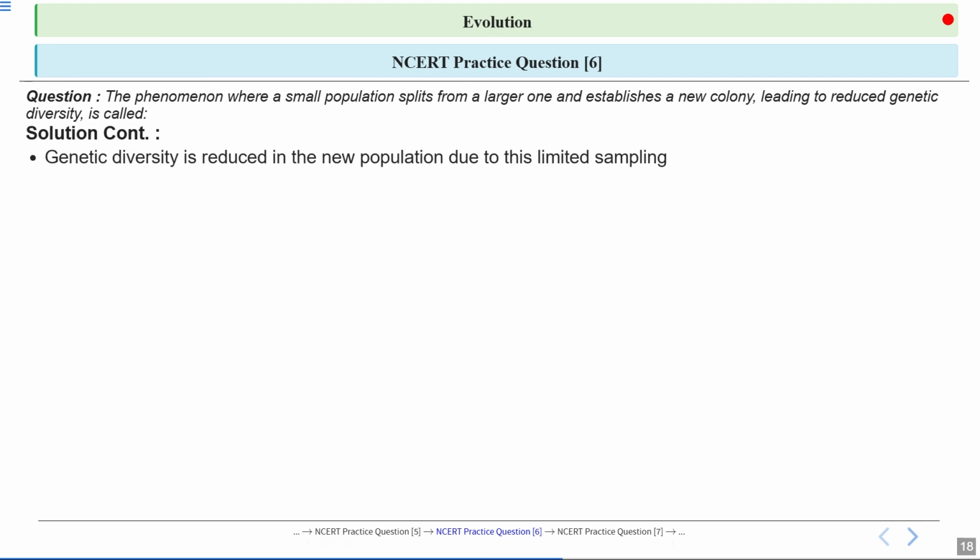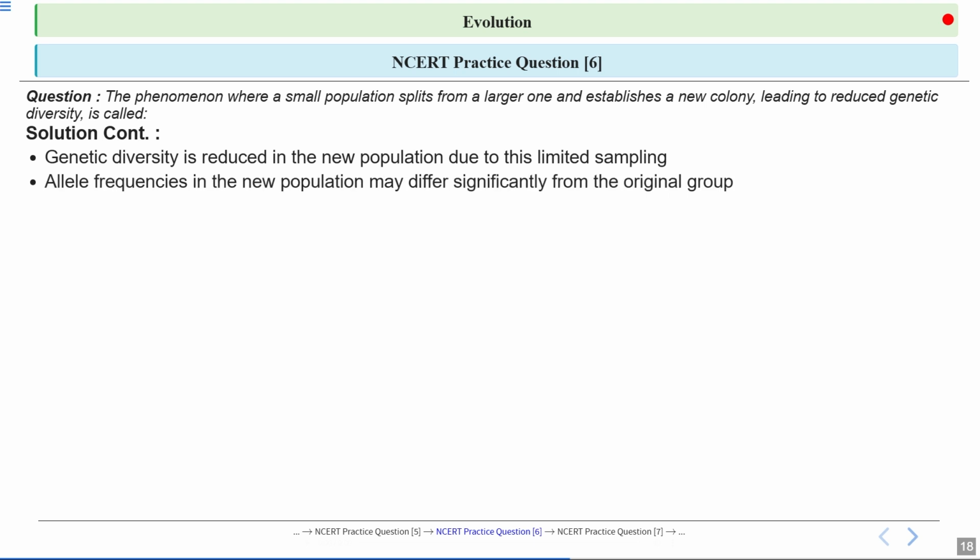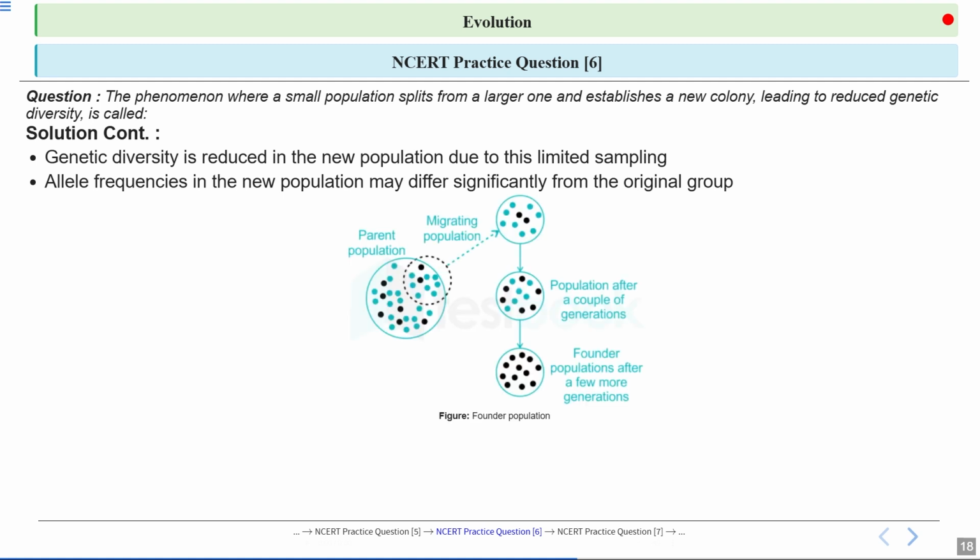Now genetic diversity is reduced in the new population due to this limiting sampling. So a small group of individuals migrated from this larger population, so obviously they will have reduced genetic diversity. Okay, so we can see allele frequency in the new population may differ significantly from the original population. Clear? Here in the end you can see in the founder population, the allele frequency is different.